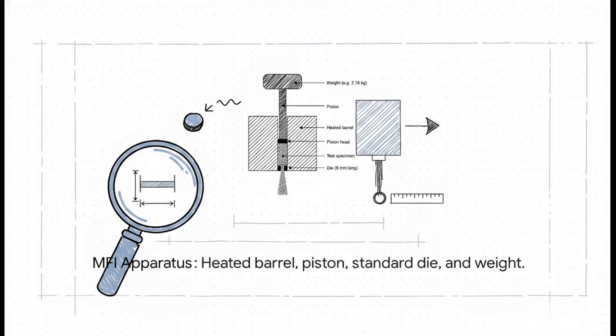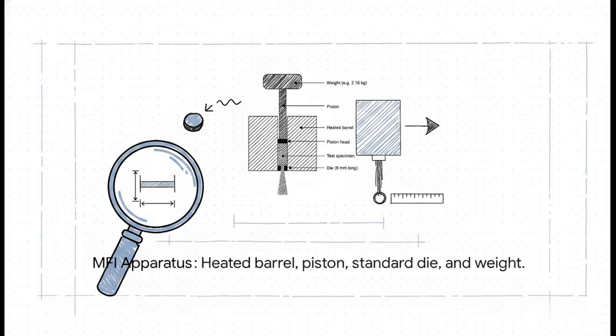Okay, but in the exam, if they ask for the apparatus details, do I actually need to know the exact dimensions of that die, like the specific numbers? Oh, you absolutely do. The standard die must have a smooth, straight bore that is exactly 2.0955 millimeters in diameter, and it must be exactly 8.0 millimeters in length. Jot those precise numbers down.